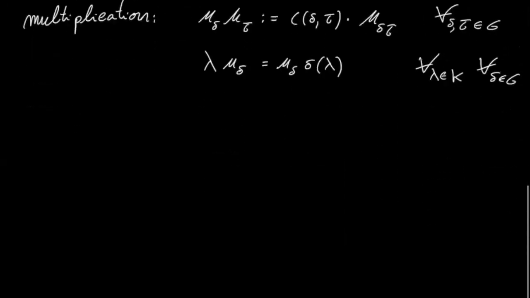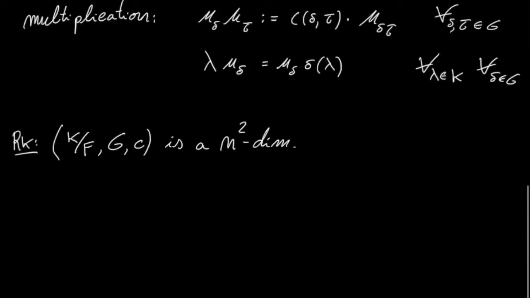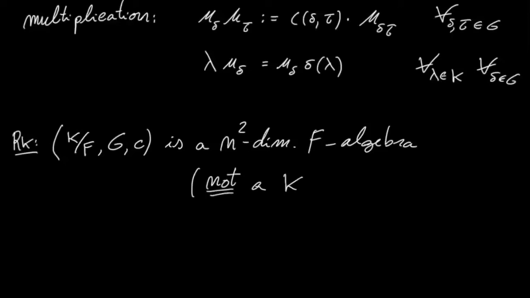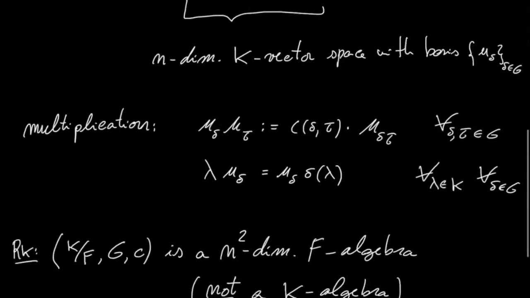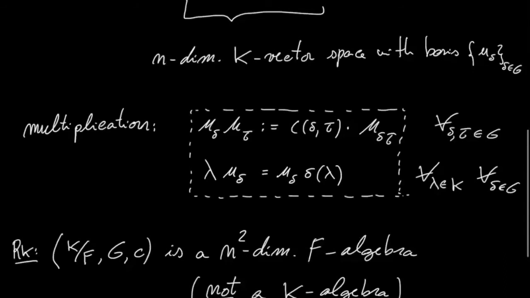So an important remark about the cross-product algebra is that it is an n-square dimensional F algebra. So note that it's not a K algebra. And the reason for this is precisely the relations that we are imposing in order to define the multiplication.